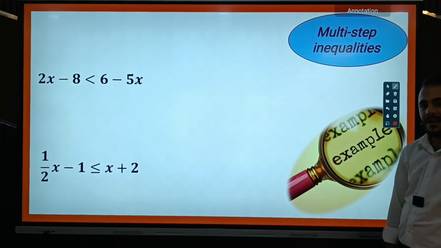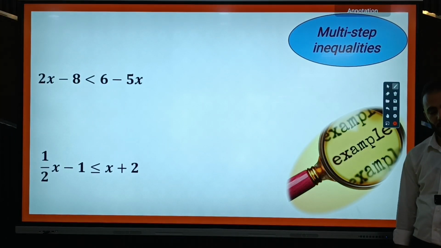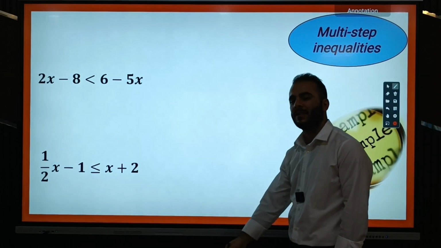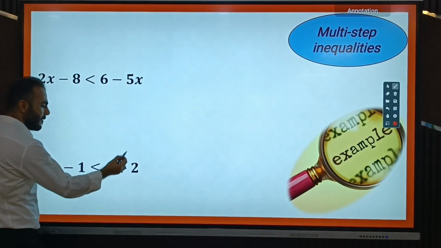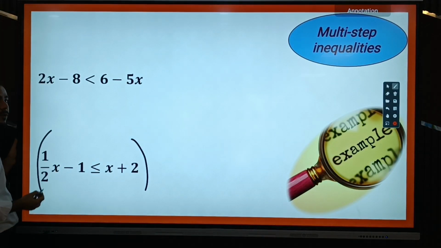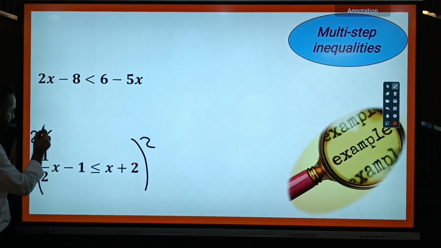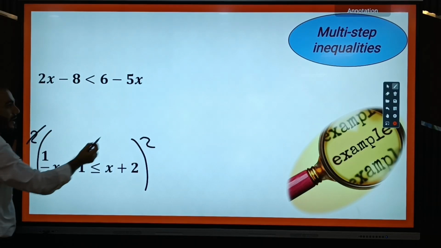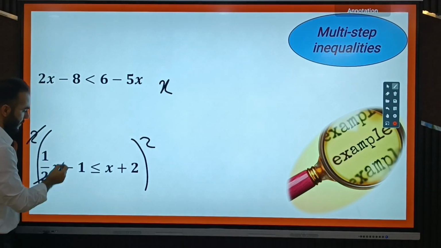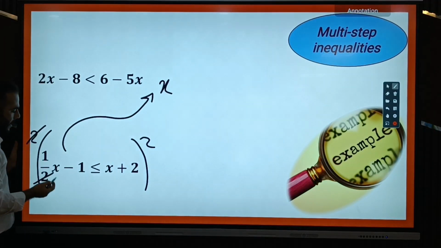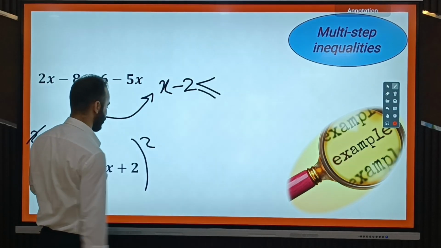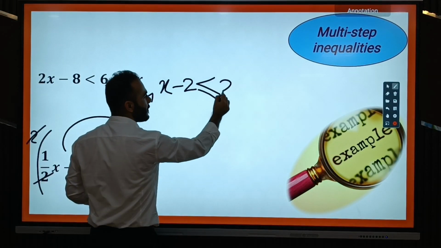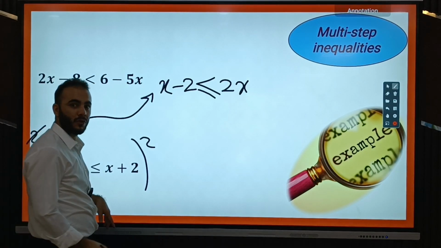The next one, there is a fraction. I know that most of you hate fractions. When you see a fraction, you say, how, fraction again? No, a fraction is easy to remove. So multiply all of this inequality. If you hate fractions, multiply everything by 2. Then that 2 will cancel this 2, and we are going to have only 1x. 2 times negative 1, negative 2, less than or equal to 2 times x, 2x, plus 2 times 2, 4.